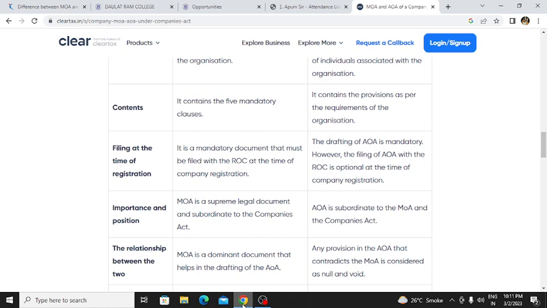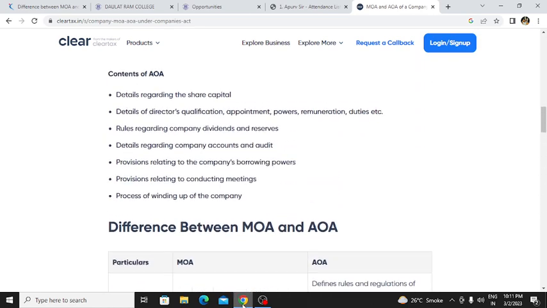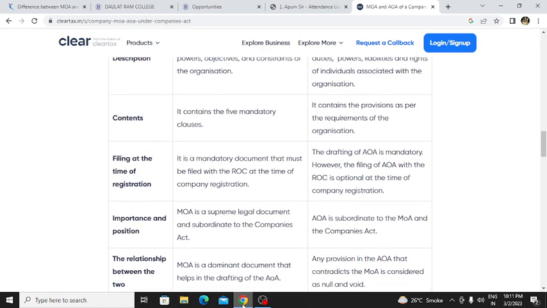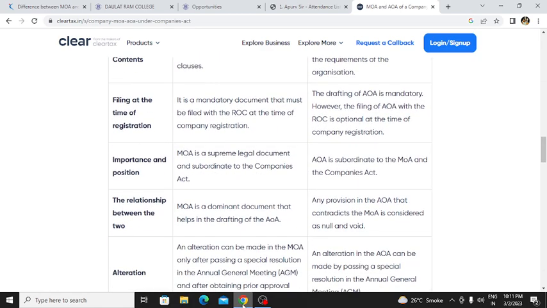And on the other side, AOA contains provisions as per the requirement of the organization, and provisions relating to the company organization. Filing at the time of registration. So MOA is compulsory or mandatory to file with the ROC at the time of company registration, but AOA is not mandatory, it's a drafting nature. Filing of AOA with the ROC is optional.